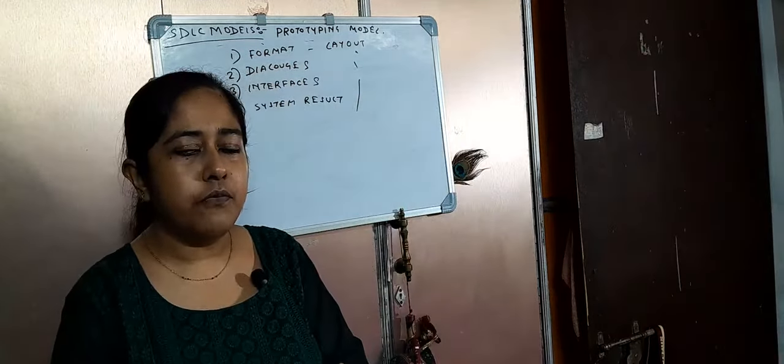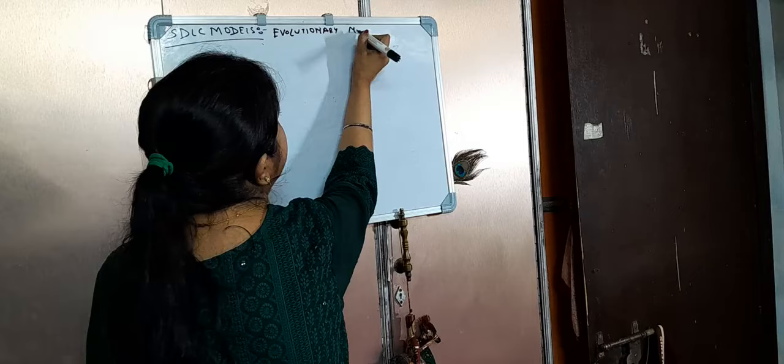Okay, now next one is our evolutionary model. So this was our third model, that was our prototyping model. Now we are going for our fourth model, that is the evolutionary model.